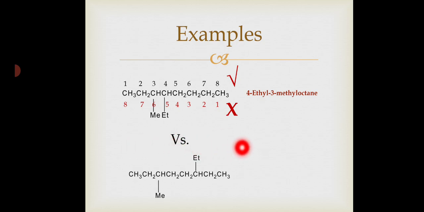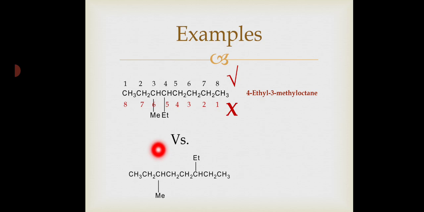In the second compound also, this is the longest chain having 8 carbons. But here, both ethyl and methyl are at equivalent position. If you do the numbering from the left hand side, then 1, 2, 3, methyl occupies 3 position. But if we do numbering from this side, then ethyl occupies 3 position, 1, 2, 3. So if you do the numbering from this side, methyl gets 3 position and ethyl gets 6 position. 3 plus 6 is equal to 9. Whereas if you do numbering from the right hand side, then ethyl gets 3 position and methyl gets 6 position. So again 3 plus 6 is 9.